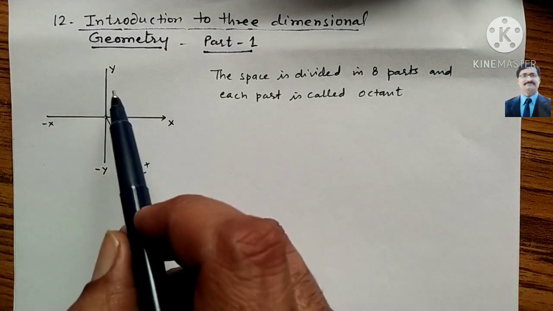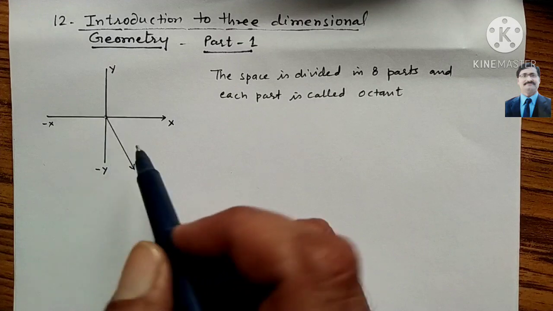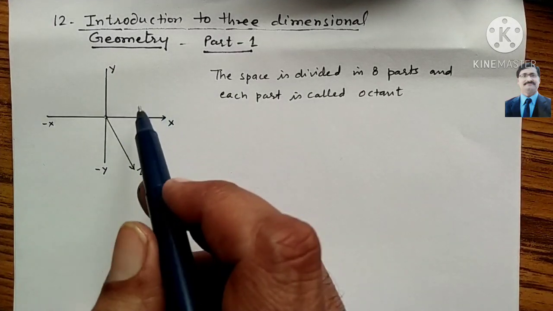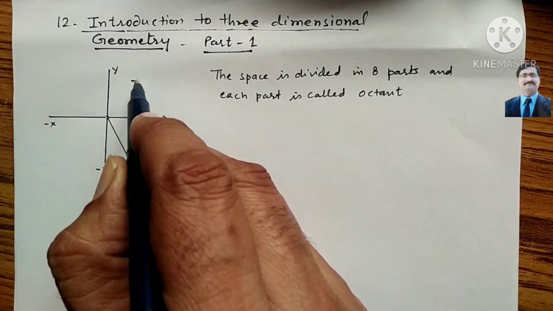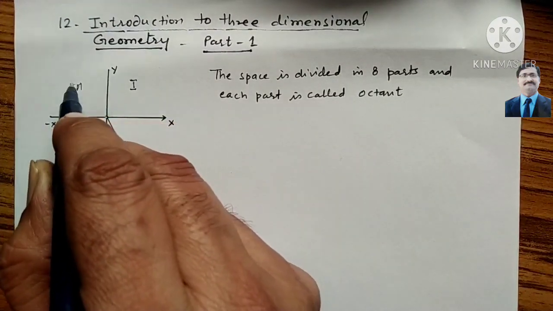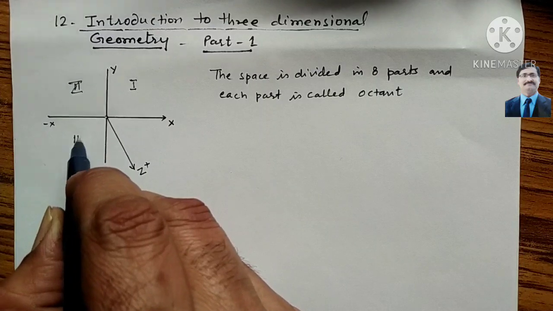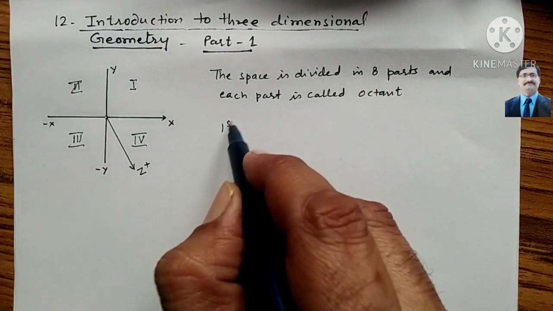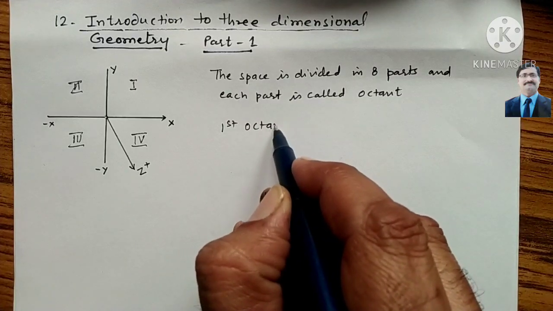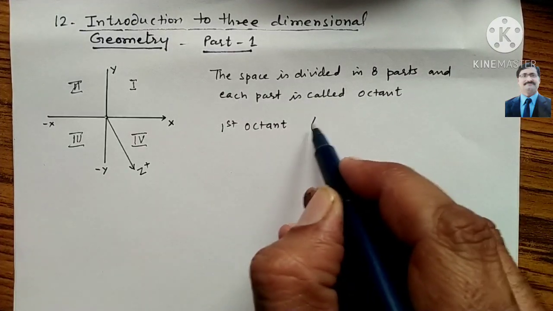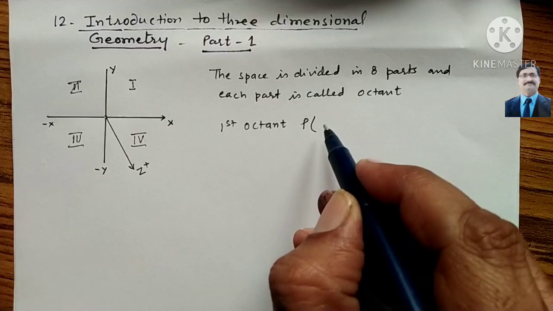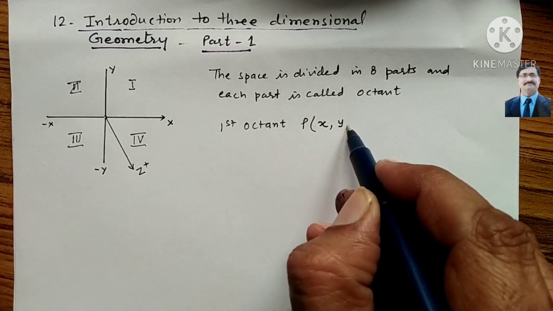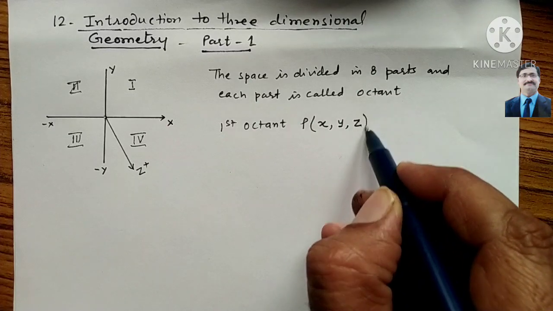Look here, if z plus, here we have z plus, and z plus means this first will be here. This is the first octant, this is the second octant, this is the third octant, and this is the fourth octant. In the first octant we can see that any point will have x coordinate positive, y coordinate positive, and z coordinate positive.